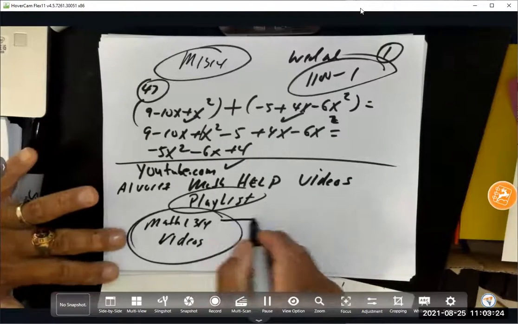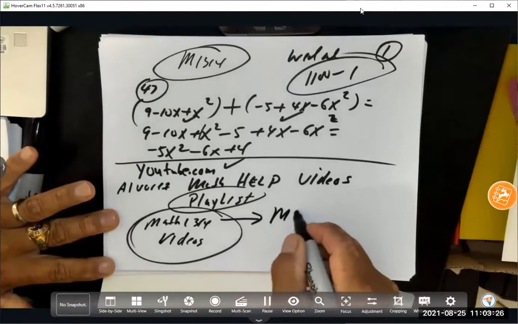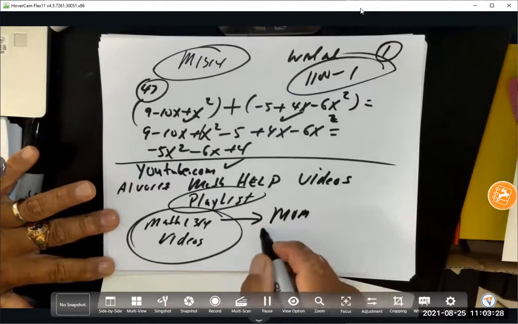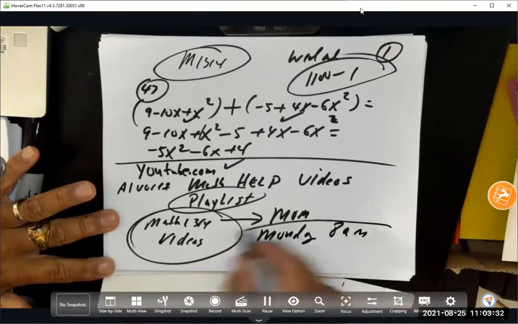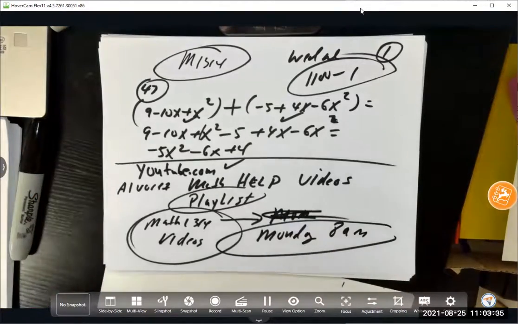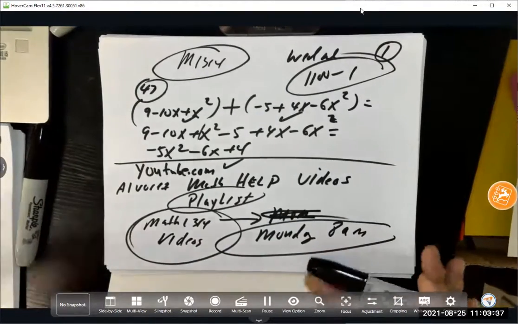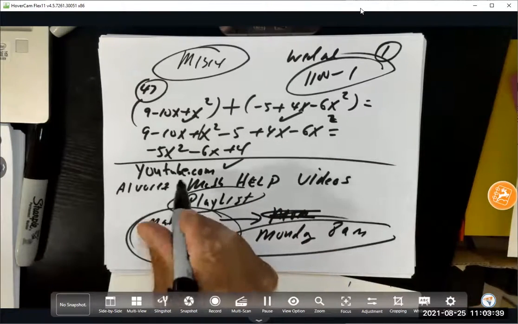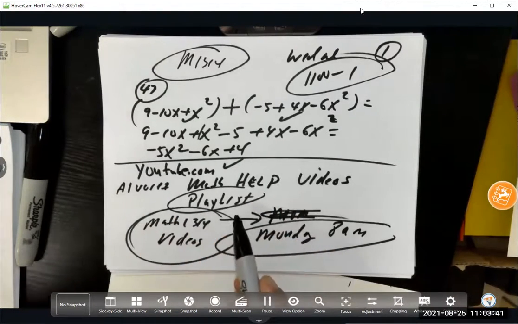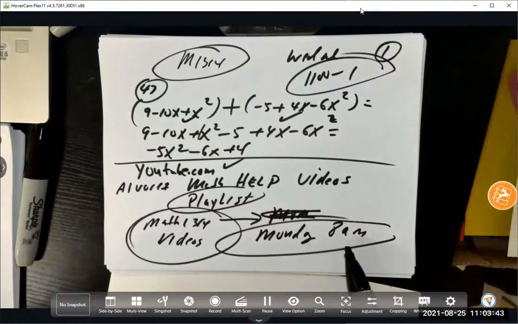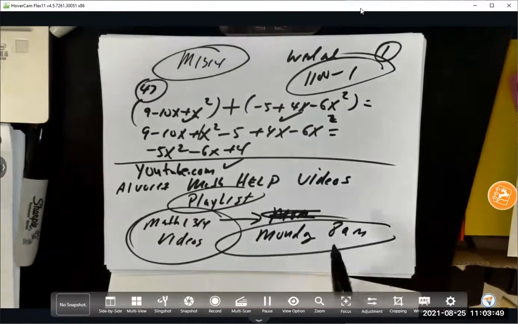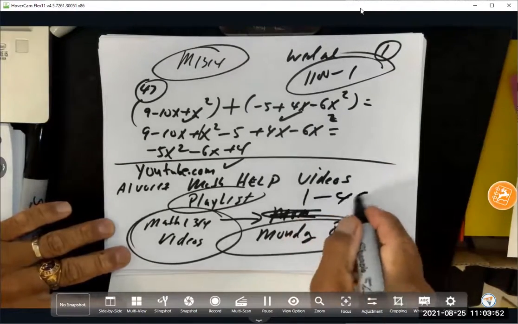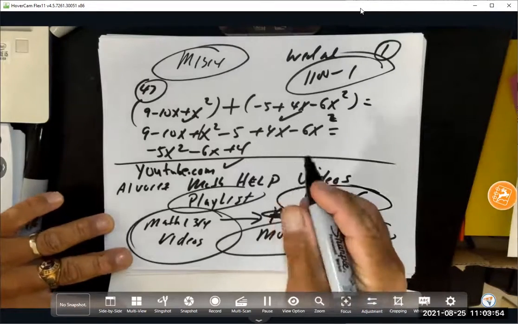Go to the one that says Monday. There's a Monday 8 a.m. college algebra recording that I have there. If you weren't here Monday, you need to go to the YouTube Alvarez Math Help videos. I recorded the Monday 8 o'clock one. That one's already there. Just open it and start looking and follow the problems that are on there. And then this one, I did 1 through 46.